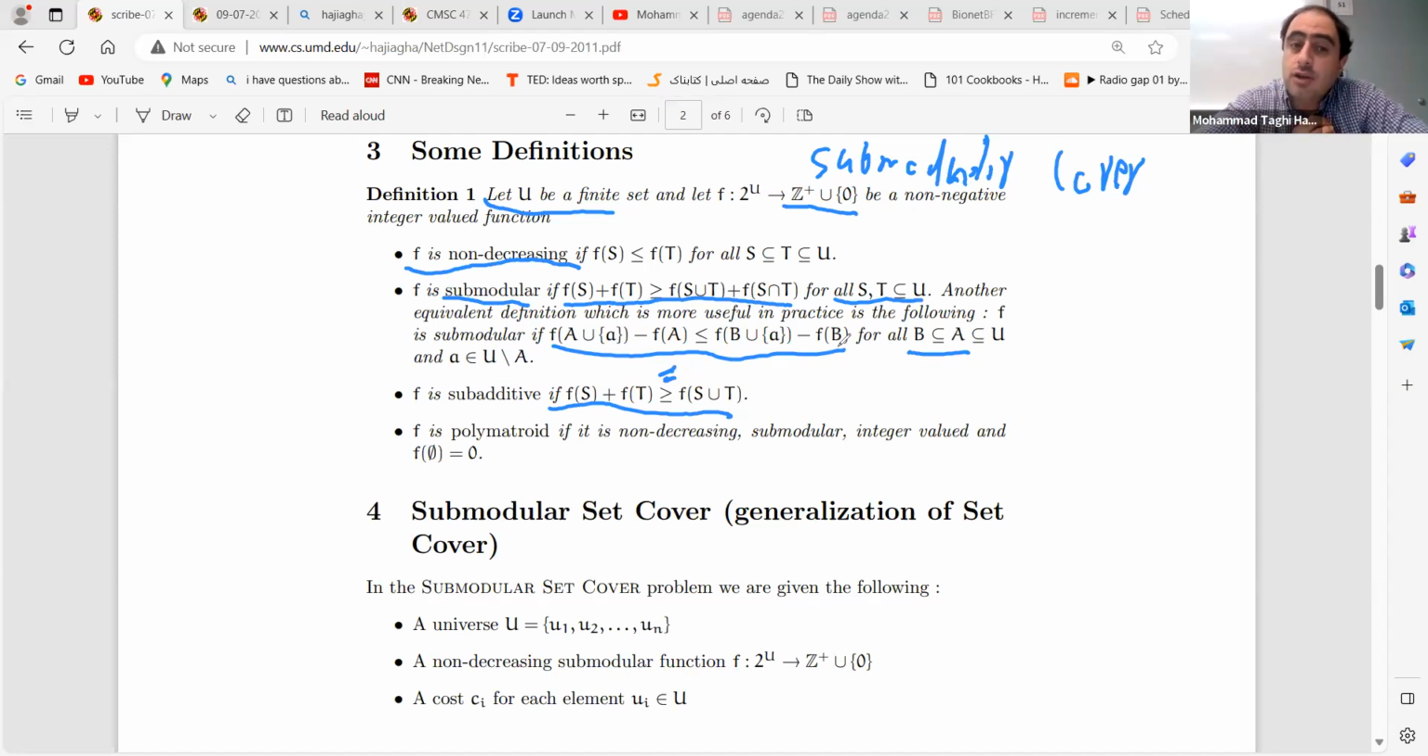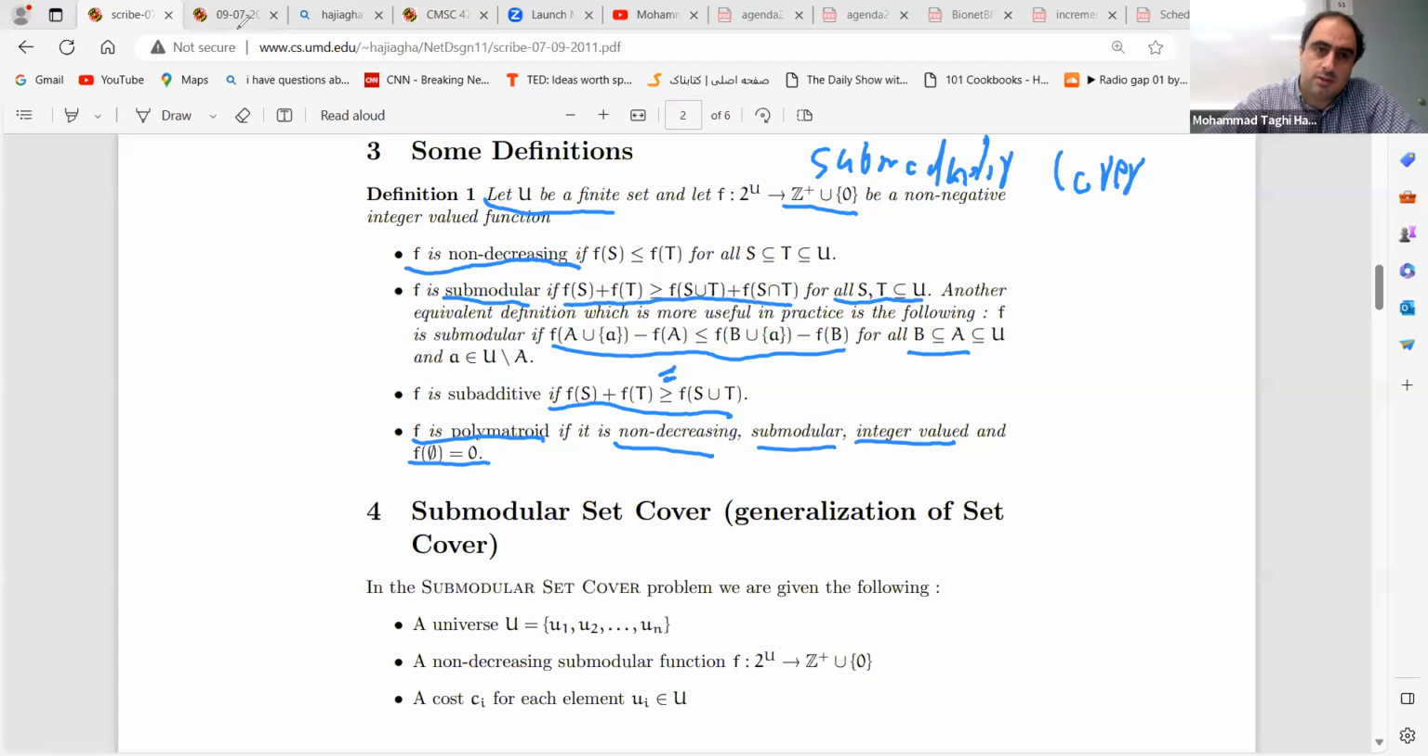It is a good exercise actually to show that these two are equivalent. From one, you can get the other one. But generally, the second one is much easier to check and much easier to motivate even this problem. Finally, we say that f is a polymatroid if it is non-decreasing, as I have mentioned, submodular, integer valued, and f of the empty set, this is the most important one in some sense, in addition to the other things, should be 0.